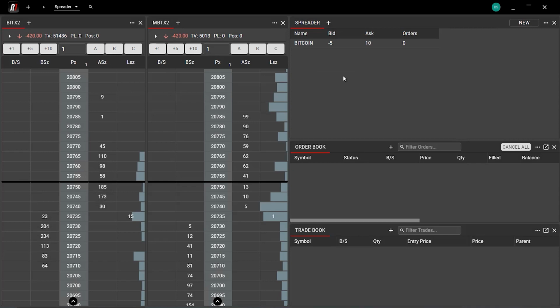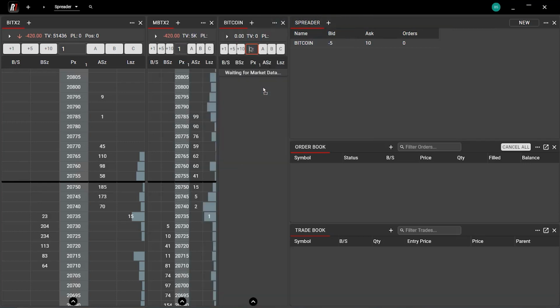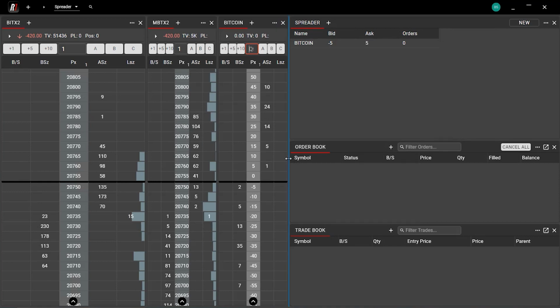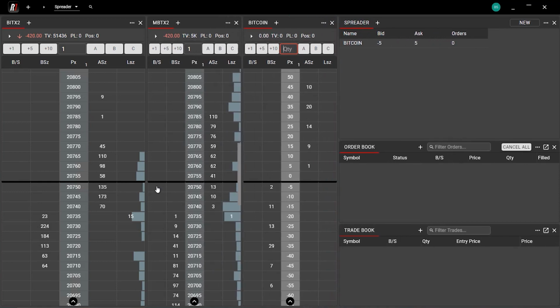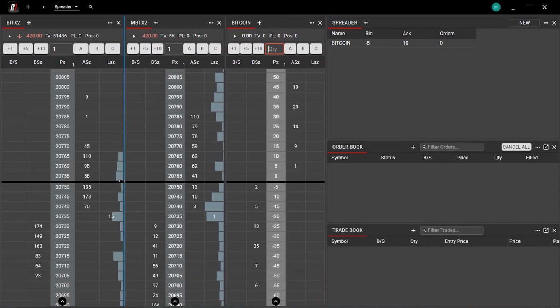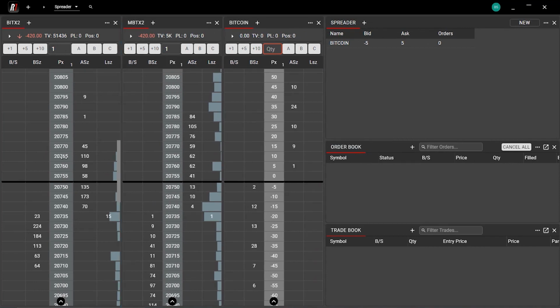We'll save our spread, and we see in our spreader window a bid of -$5 and an offer of $10 in our synthetic spread. We want to view this in a ladder though, rather than in the spreader window. So I'm going to drag this contract and create a brand new ladder here next to our other two. Resize our workspace a bit, and we can see that we now have ladders set up for the nano Bitcoin contract, the micro Bitcoin contract, and finally our synthetic spread, Bitcoin.